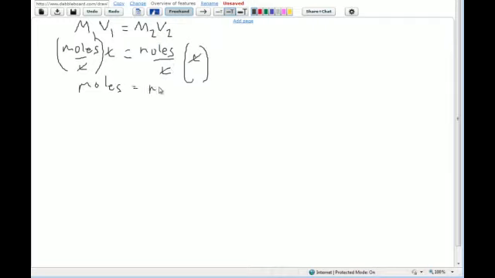you end up with an equation that basically says, in a dilution problem, the moles at the beginning equal the moles that you have at the end. The reason this works is because when you're diluting something, the amount of stuff you had in moles doesn't change.